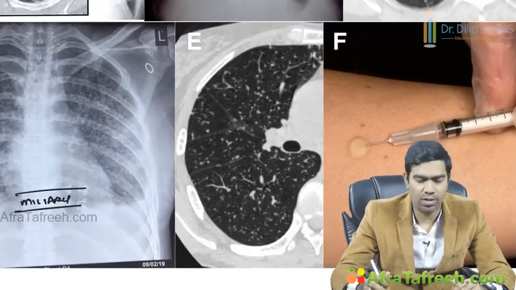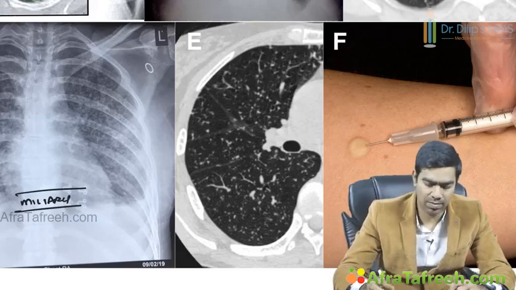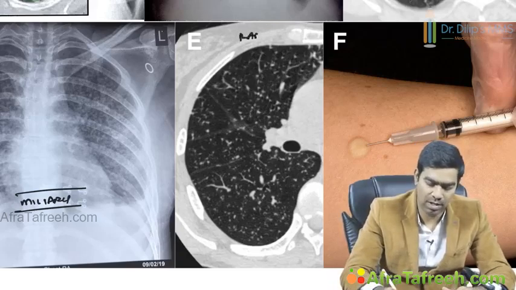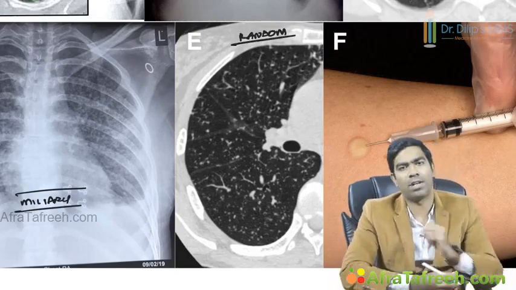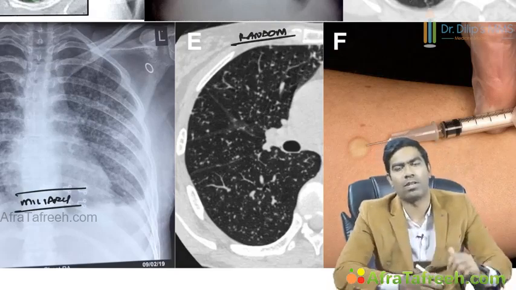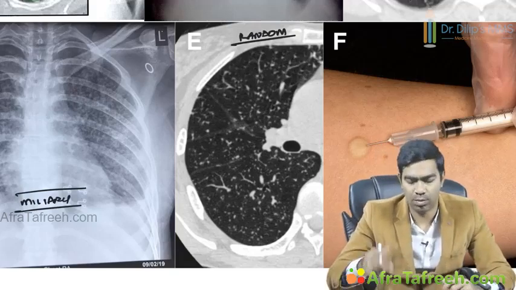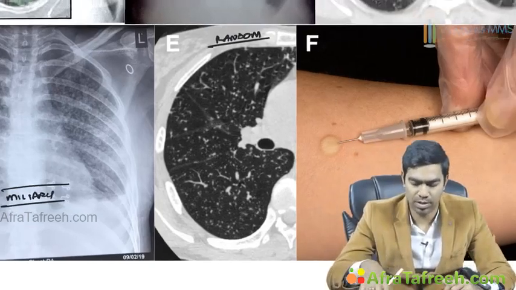And you can also describe this miliary tuberculosis in the same patient with the CT, where the nodules are supposed to be in a random distribution. They will not be perilymphatic, nor will they be centrilobular. They will be in a random distribution. That's what you are seeing in this particular CT.